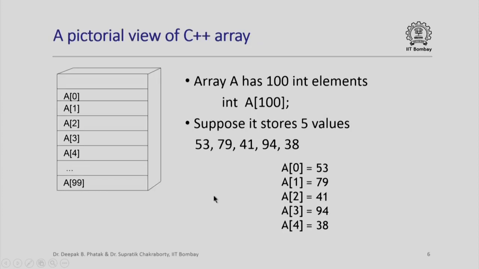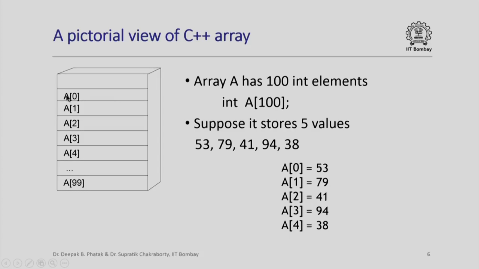This is pictorially represented here. If I declare an array A as int A[100], then it would be allocated consecutive memory locations, but the very beginning element will be A[0], then A[1], A[2], A[3], etc. Suppose the array stores 5 values in its first 5 locations, then effectively it means that A[0] contains 53, A[1] contains 79, etc. At this point, please also note that the value 100 appearing in the declaration is not an index. It is actually the size of an array. This is prescribed only once in the declaration.